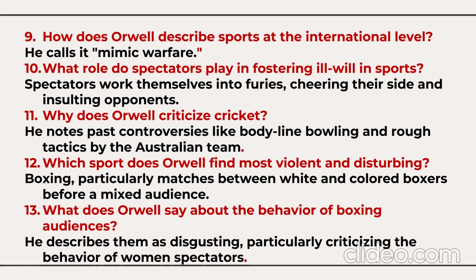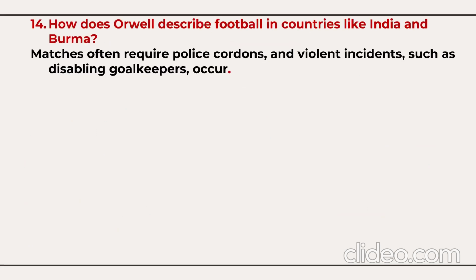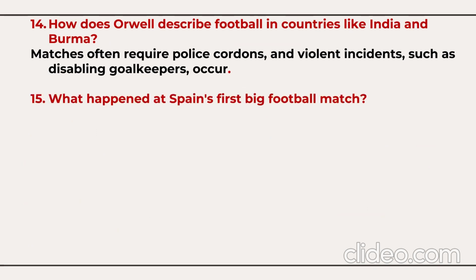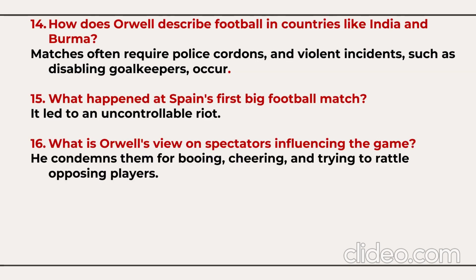Then, how does Orwell describe football in countries like India and Burma? Matches often require police cordons, and violent accidents such as disabling the goalkeepers occur in football matches in India and Burma. What happened at Spain's first big football match? It led to an uncontrollable riot. What is Orwell's view on spectators influencing the game? He condemns them for booing, cheering, and trying to rattle opposing players.